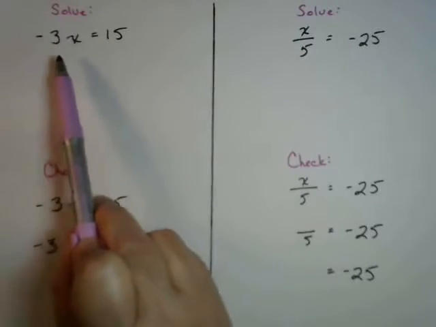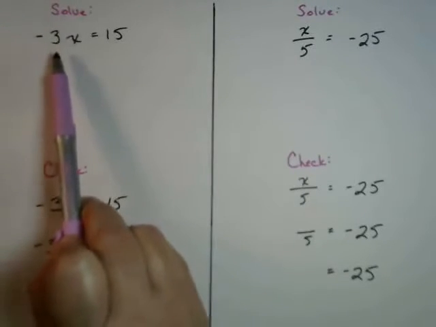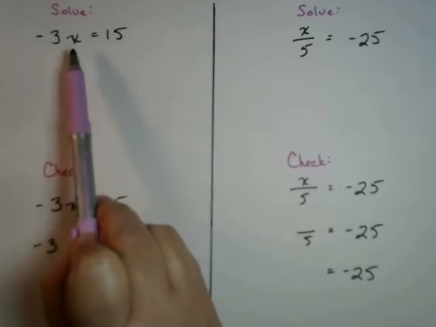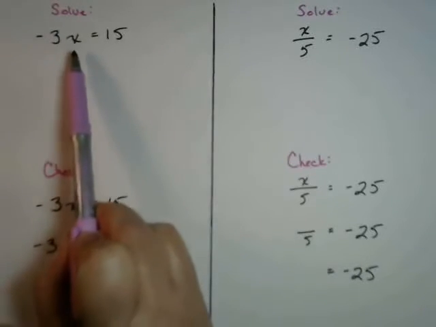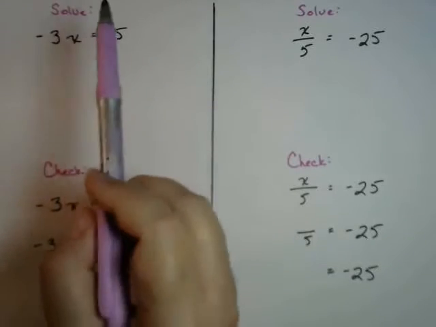Our problem is negative 3x equals 15. Now we know there's no such thing as a negative 30x, so we know that here side by side is being used for multiplication. So in order to solve for x, that is multiplication, and the inverse will be division because we want to undo it. And how we show division in algebra is a fraction bar.